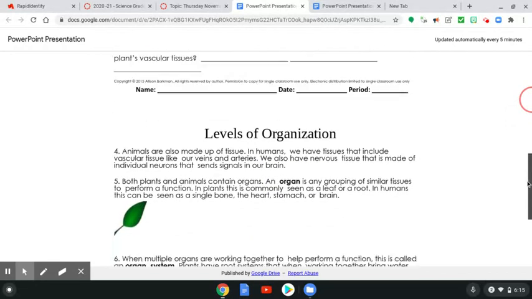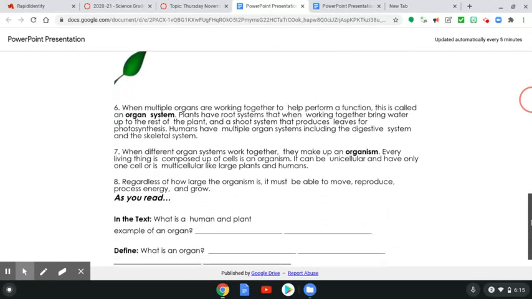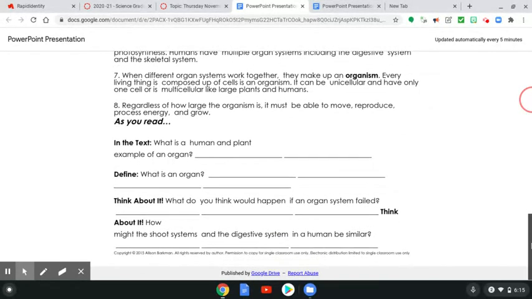Okay, then we have number 4, and we're talking about the levels of organization as they get higher. And then you have a couple of questions here. What is a human and plant example of an organ? What is an organ? Don't worry that there's all these little lines, separate lines. Just tell me what an organ is. What do you think would happen if an organ system failed?